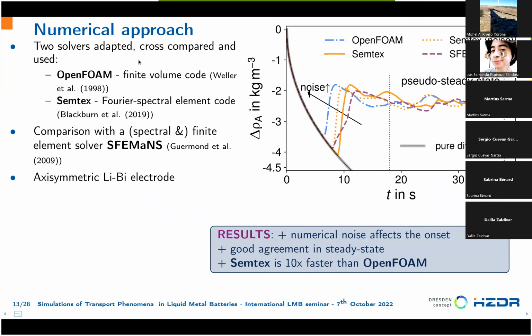And to solve this previous problem, so the Navier-Stokes plus advection diffusion of concentration, we cannot proceed analytically. We need to use a numerical tool, and we adapt two solvers, OpenFOAM, that is based on finite volume, and Semtex, that is a Fourier spectral element code. And we cross-compare this with another code that uses spectral and finite element that is named Svemans, and this was done thanks to the support of Sabrina Benard that was referred to at the beginning.